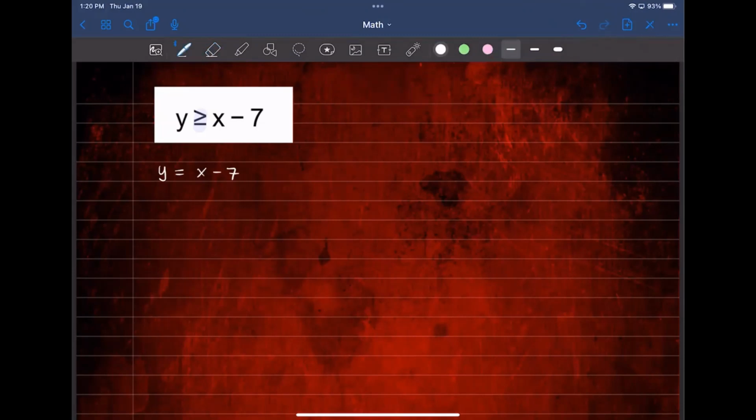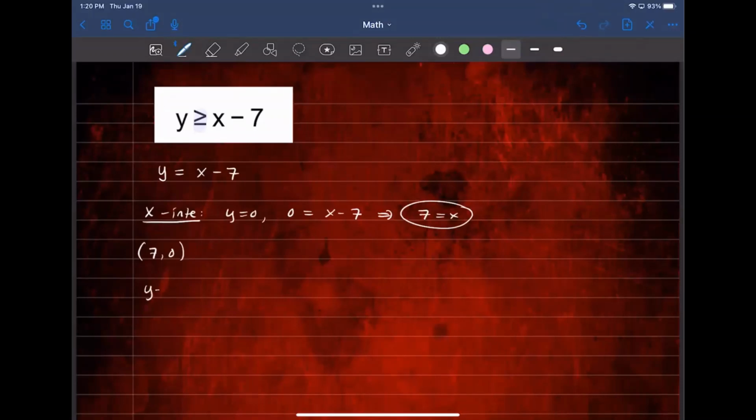So it is very useful for you to find x and y intercepts. And that way you can connect those points to create a line. So for the x-intercept, we're going to set y equal to 0. So if y is equal to 0, you have 0 is equal to x minus 7. Add 7 to both sides, you will have 7 is equal to x. So you have the point (7, 0). And for the y-intercept, we're going to set x equal to 0. That will give us y is equal to 0 minus 7, which would be -7. So that will be the y-intercept, (0, -7).